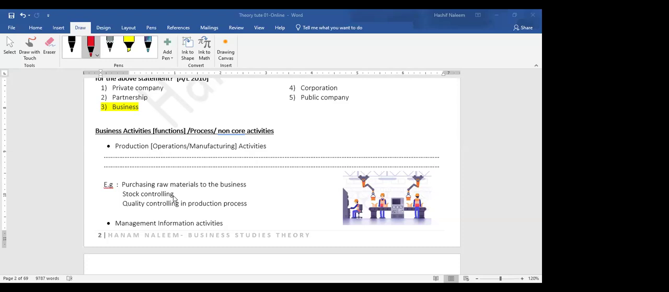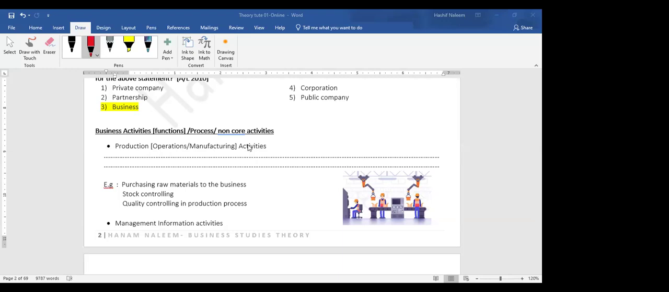Production activities are what? Converting your raw materials, inputs, into outputs. Any activity related to that comes under production. We also use other words for production: manufacturing and operations. Simply, you are converting your inputs into outputs. Is the production activity clear? Yes? Good. So write it down.